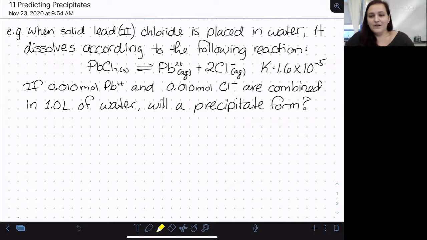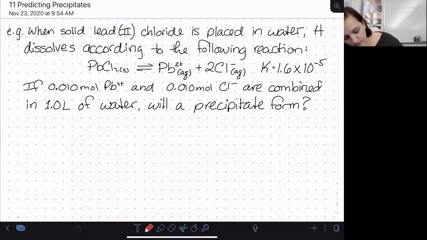So we've been talking about these ideas of solubility and how they relate to equilibrium, but I specifically want to look at how this can let us determine whether a precipitate will form or not. So in this first example, we're still dealing with the same lead chloride equilibrium. We are asked if 0.01 moles of lead and 0.01 moles of chloride are combined in a liter of water, will a precipitate form?